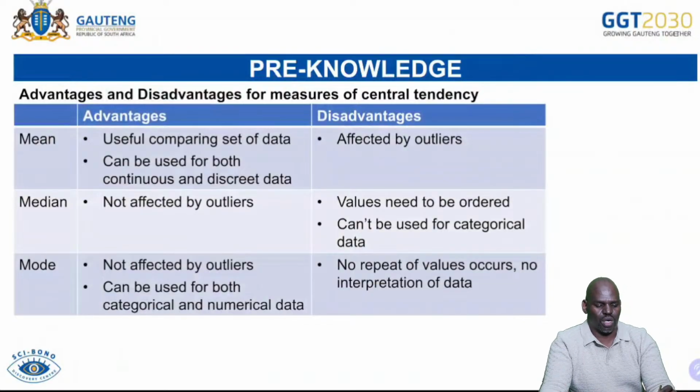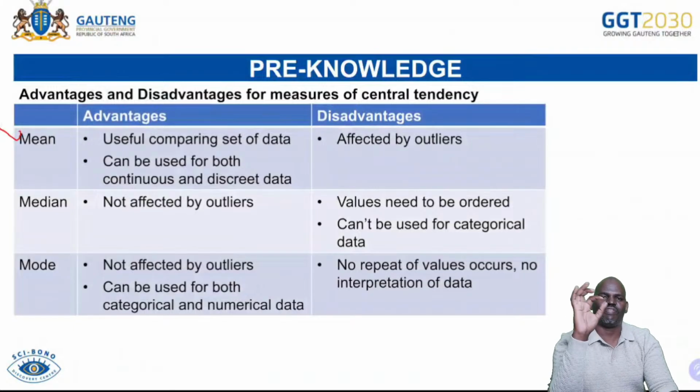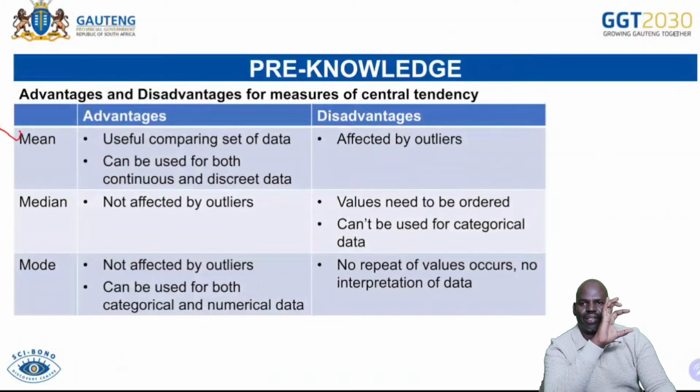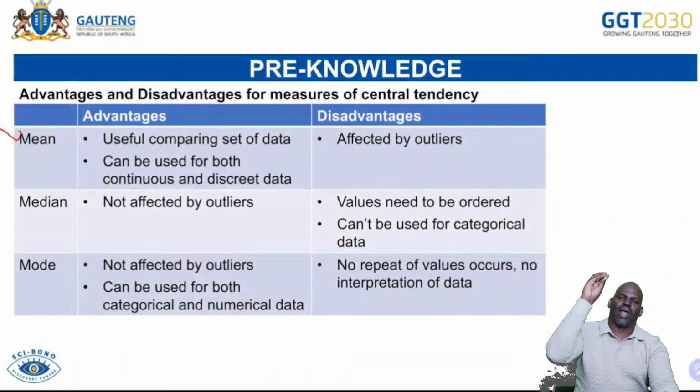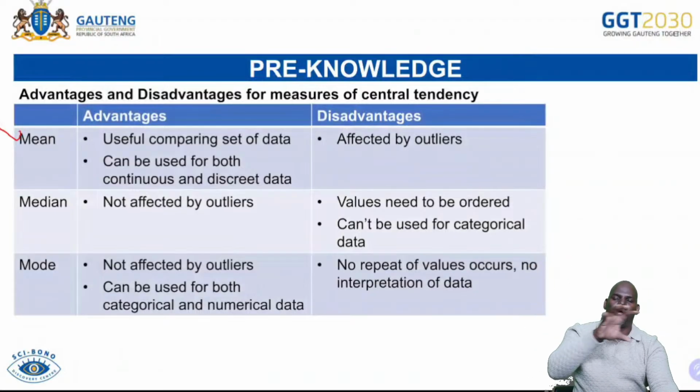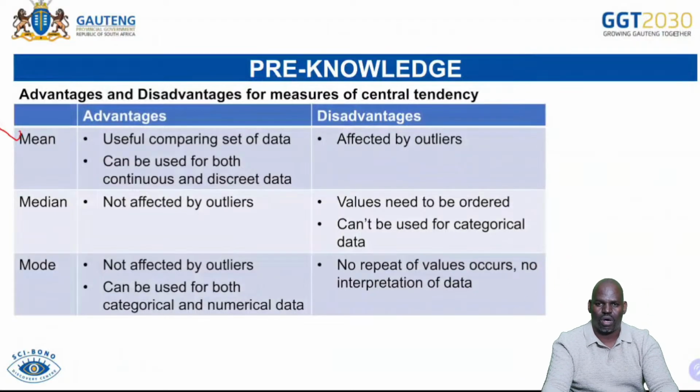Now, to make it easier, if the examiner asks you that question, we will always choose the mean if there is no outlier. If there's no outlier in that data set. What do we mean by an outlier? An outlier is a value that is too big or too small compared to the rest of the numbers, or to the rest of the values.